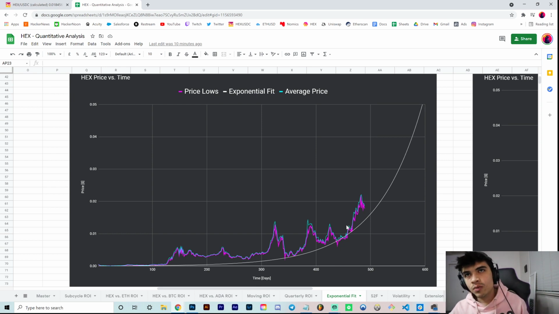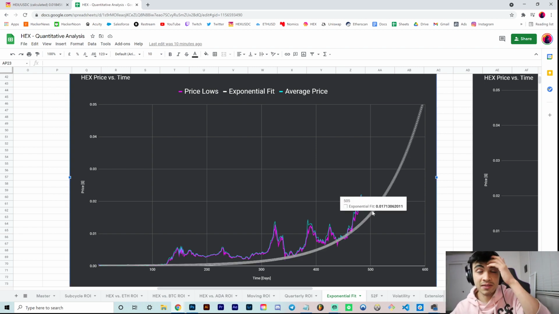And here we have both average HEX price as well as price lows. So you can see that it has held as support, and we have gone beneath it a few times as well. So again, looking at it on a linear scale can be intimidating.